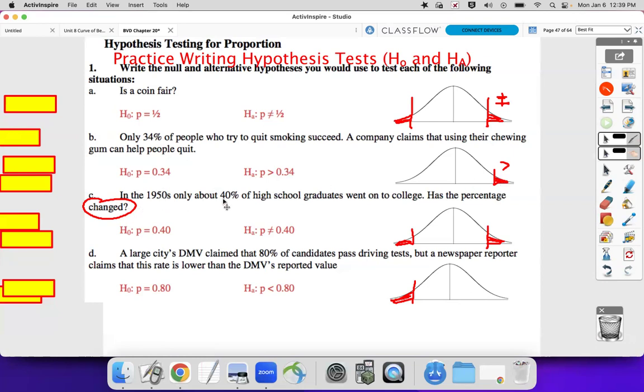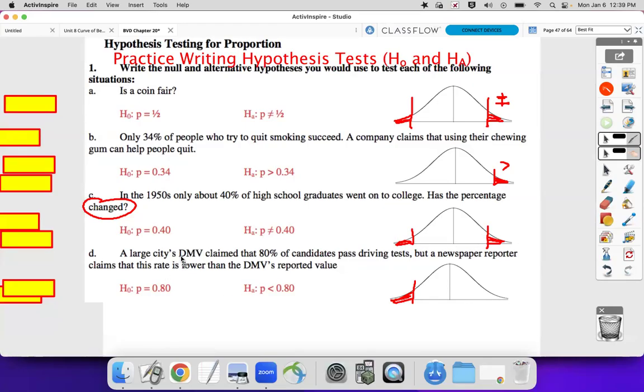This one says in the 50s, only about 40% of high school graduates went on to college. Has that percentage changed? So you say, okay, 40% was what we believed went to college, and we're saying it's not equal to 40. We don't know if it's greater than or less than, so it's a two-tailed hypothesis.